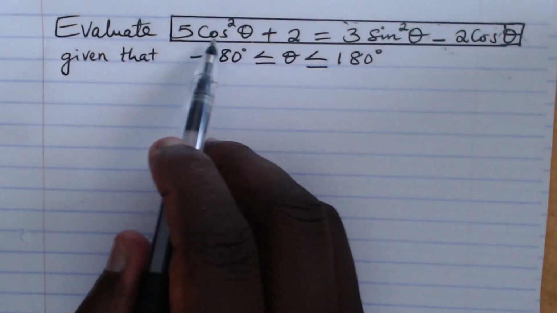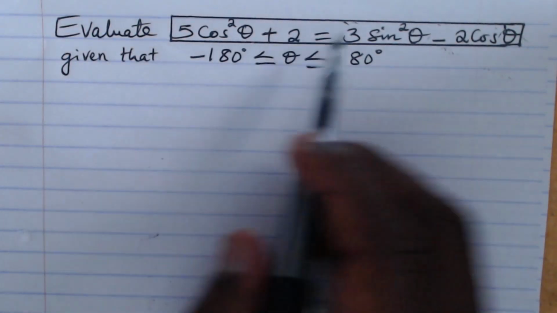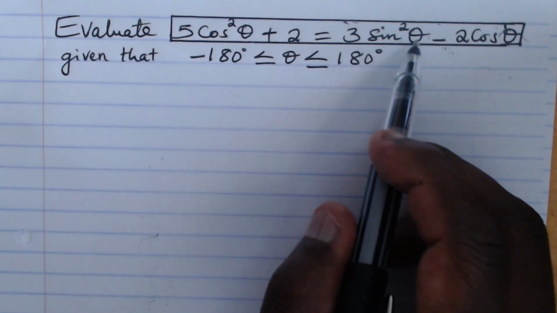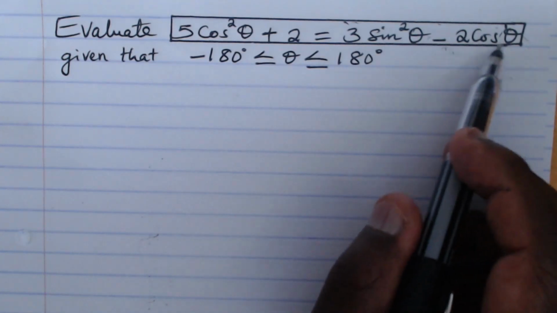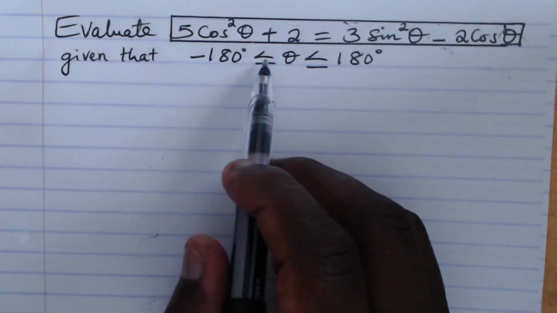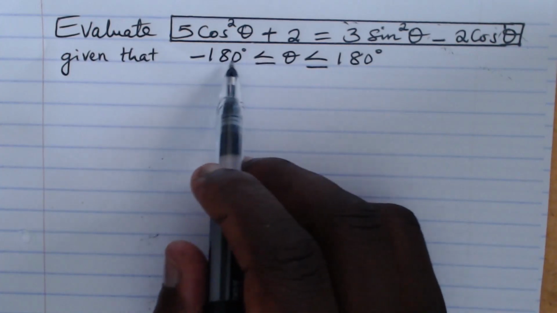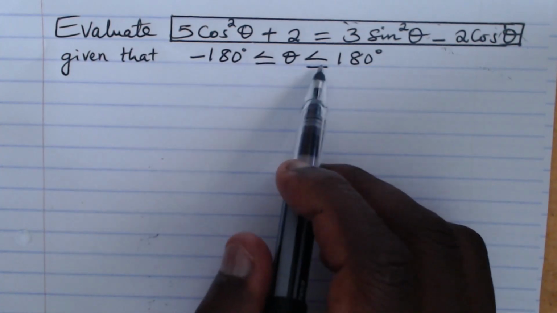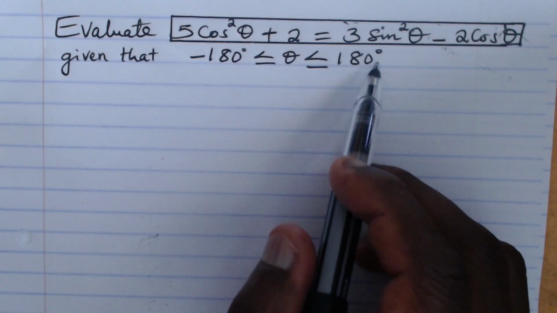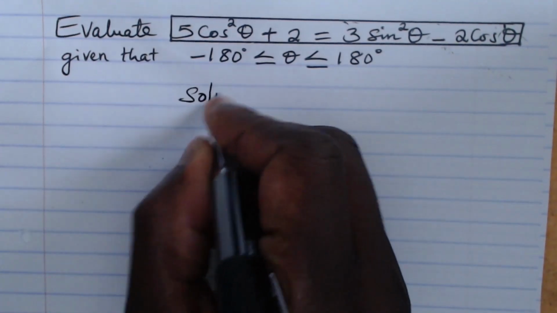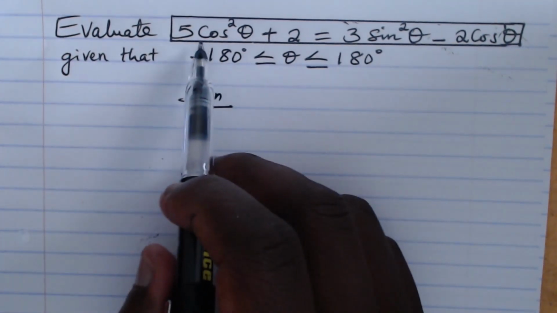Evaluate 5 cos squared theta plus 2 is equal to 3 sine squared theta minus 2 cos theta, given that theta should be greater than or equal to negative 180 degrees and less than or equal to 180 degrees. Now, how do we solve this kind of a trigonometric equation?